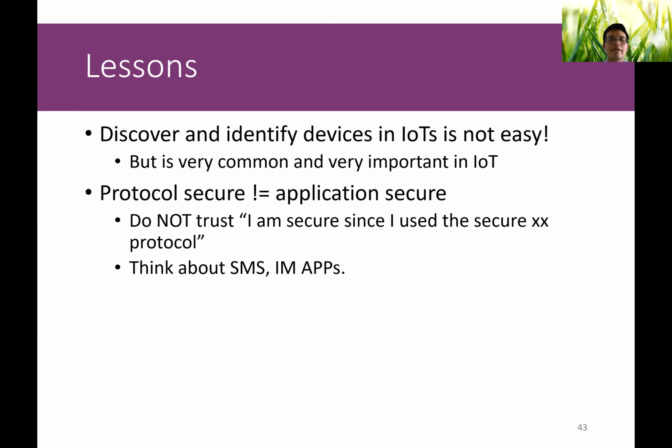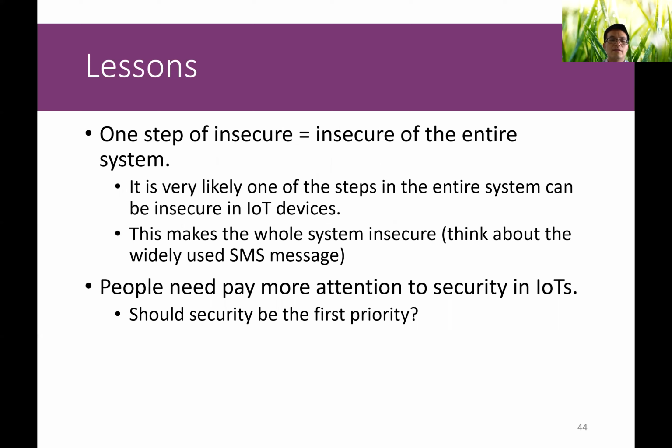First, discovering and identifying devices in IoT is not easy. Actually, not only in BLE. Meanwhile, a protocol being secure does not necessarily mean that the application is secure. For example, do not always trust, "I'm secure since I used the secure protocol." Think about SMS messages, which were previously thought to be secure. Further, people need to pay more attention to security in IoT. This also raises another question: should security be the first priority in BLE design or even in IoT design?